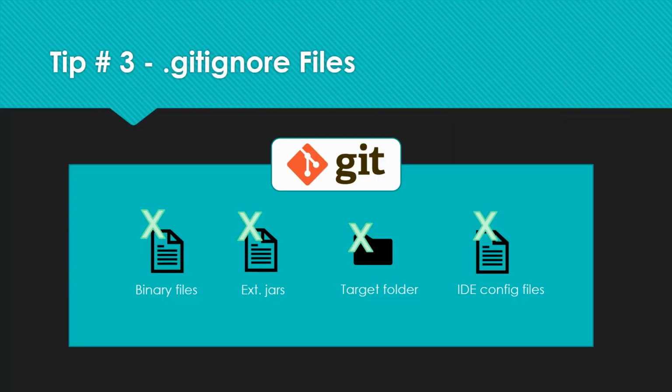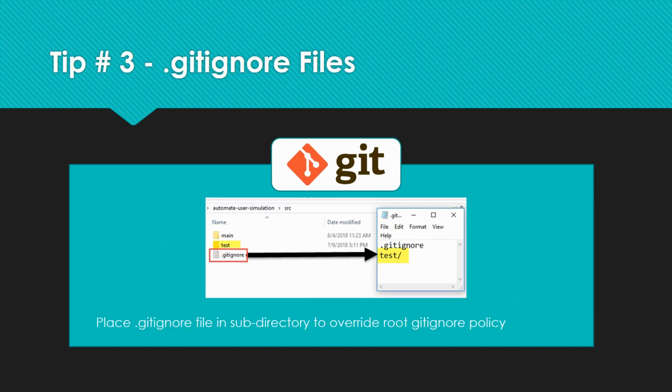Files that you typically do not want to include in the source code are binary files, external jars, target folder, IDE-related configuration files, etc. You can add a new .gitignore file in a subfolder directory if you wish to override the root gitignore policy. Please see the references section to see a sample template of a gitignore file.